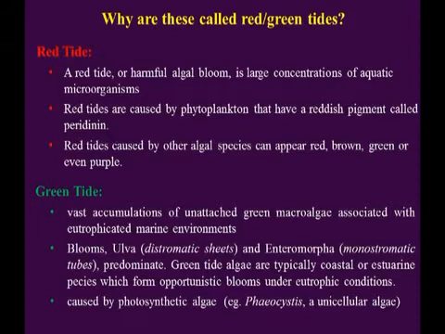Green tide is vast accumulations of an attached green macroalgae associated with eutrophicated marine environments. Blooms of the genus Ulva, Blidingia, and genus Enteromorpha, Monostroma, are predominant in green tide. Green tide algae are typically coastal or estuarine species which form opportunistic blooms under eutrophic conditions. It is caused by photosynthetic algae, a unicellular algae.